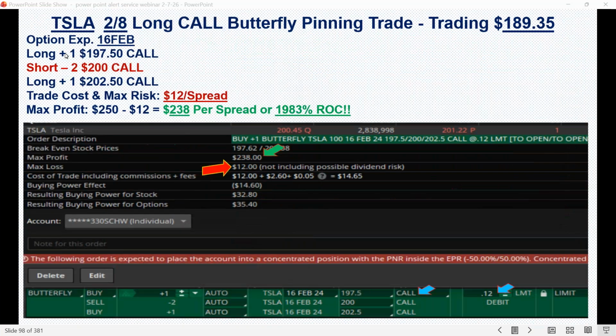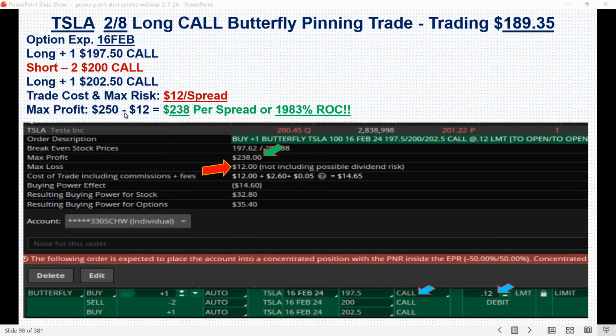So we sent this out, and this was a beautiful trade. This was the 297.5, 200 call, 200, 202.5 call butterfly. Look at this, 12 cents was the cost, $12. Spread width 250 wide. So potential here, if we got the pin, would be $238. That'd be 1,983% return on that trade.